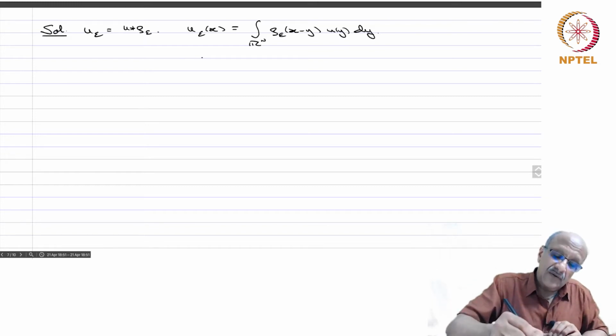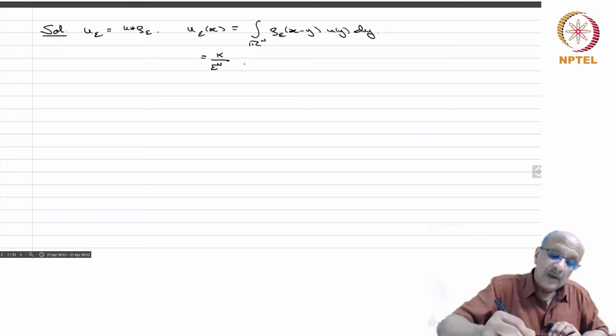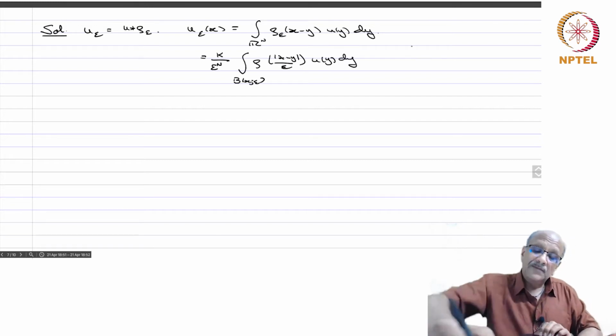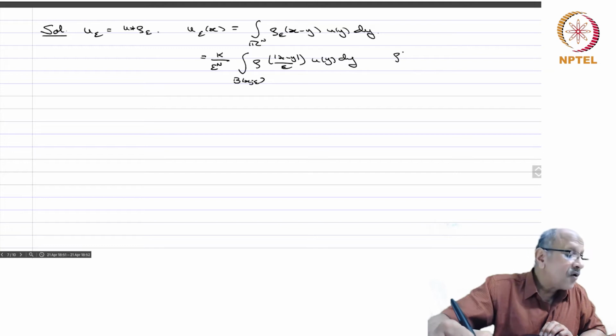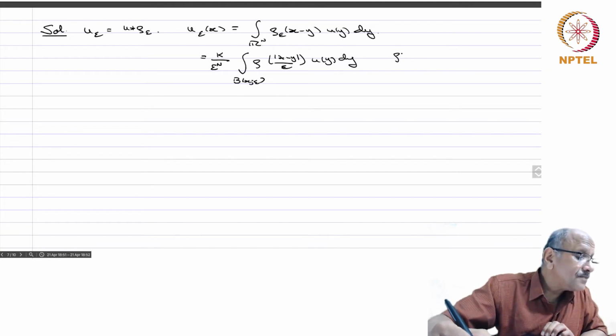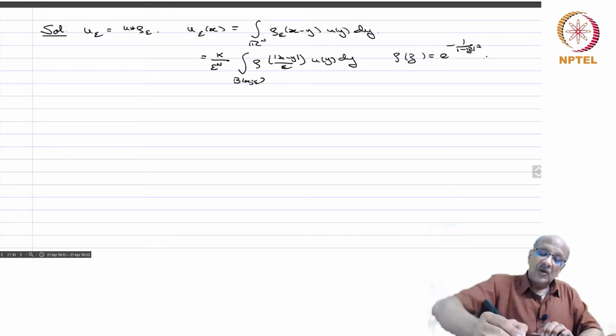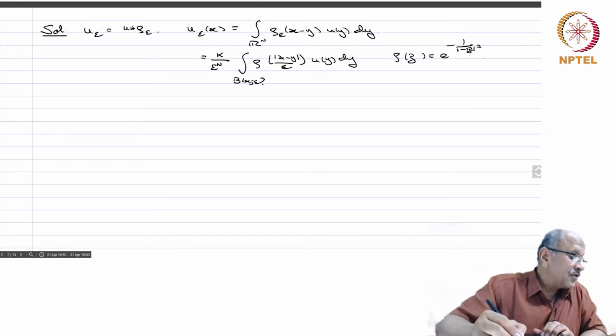So what is that? That is equal to some k by epsilon power n times the integral over the ball with center x, radius epsilon, of rho of mod x minus y by epsilon times u of y dy, where rho of z is equal to e power minus 1 by 1 minus mod z square. Recall the definition of this. So this is the definition of rho.